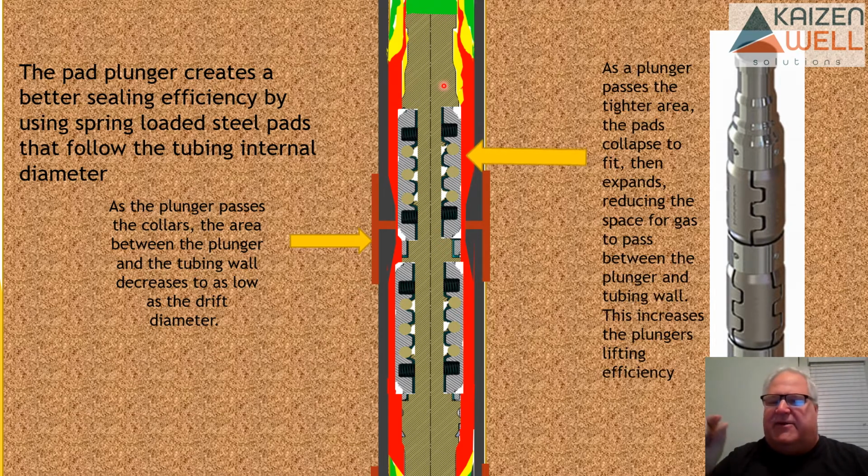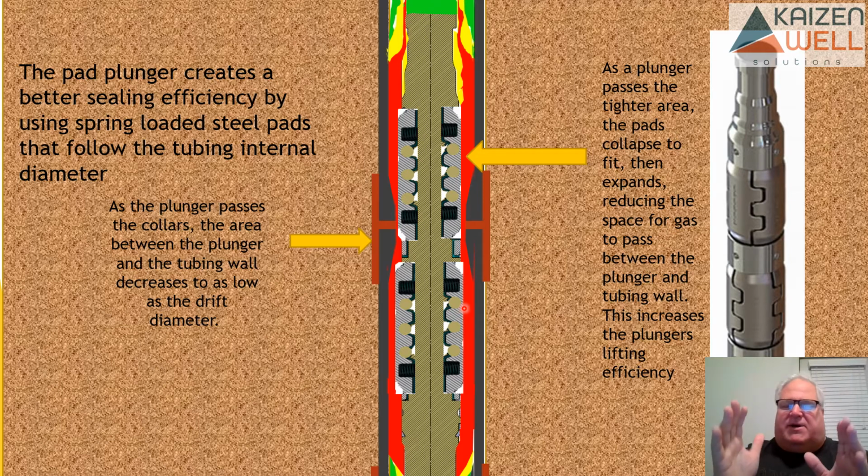So it's keeping that area between the plunger and the tubing very, very tight. What's kind of interesting also is that when the plunger is traveling up and there's gas pushing underneath, that gas force is actually pushing these pads in, and they're not typically pushed right out to the wall. The gas is actually still running by them. They're not creating a metal on metal seal.